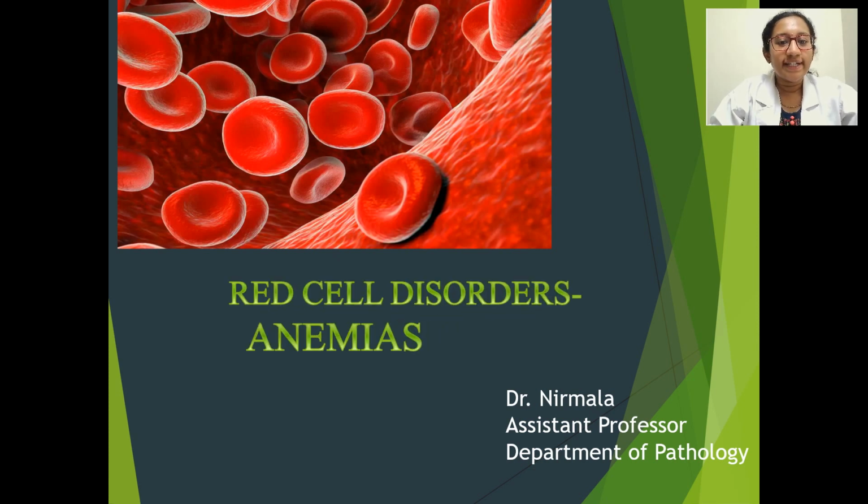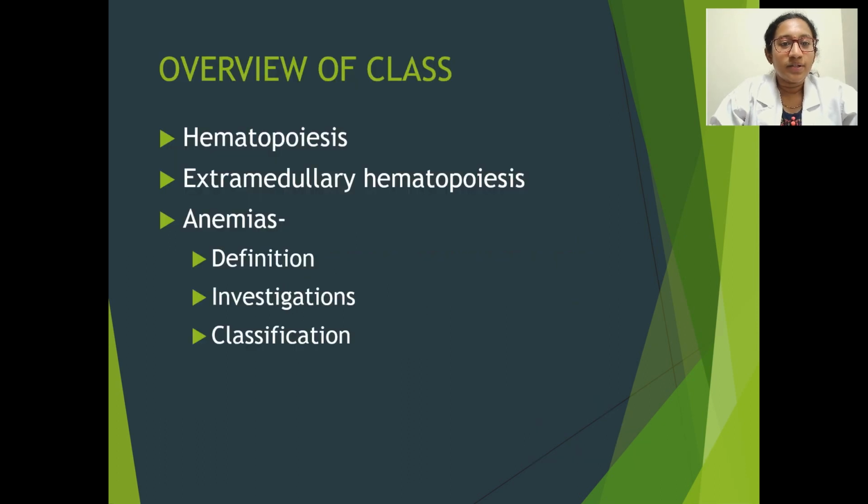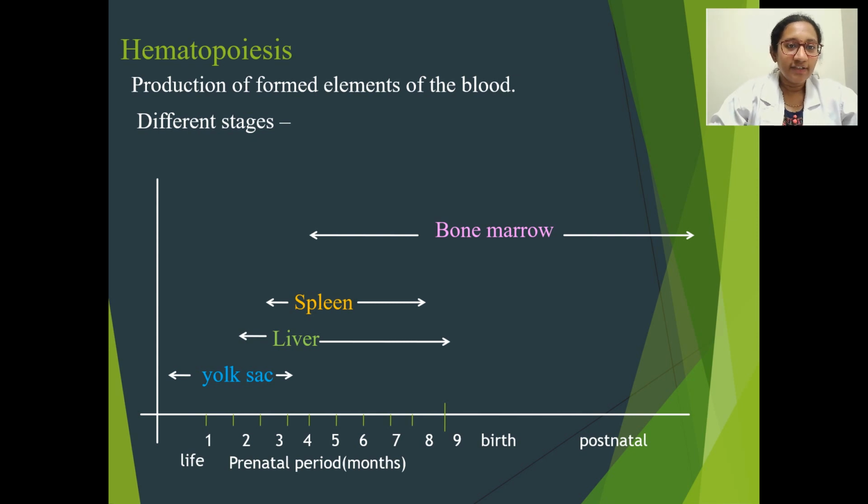So today's class topic is red cell disorders and anemias. So the overview of class will be mainly under the following headings. First, we'll see a brief introduction on what hematopoiesis actually is. Hematopoiesis is nothing but production of formed elements of blood, that is your RBCs, WBCs, and platelets.